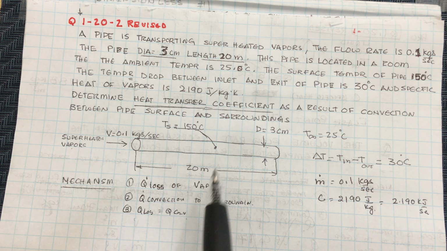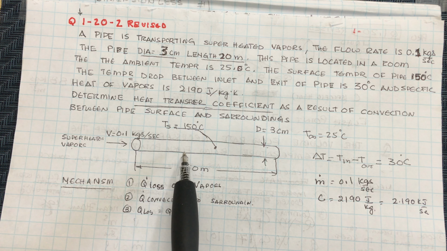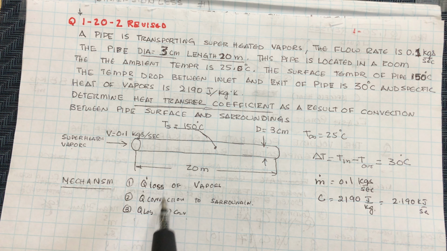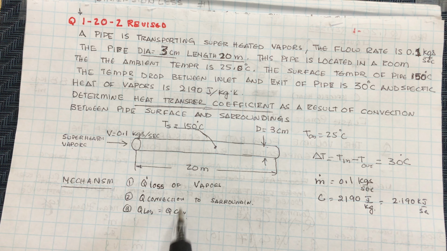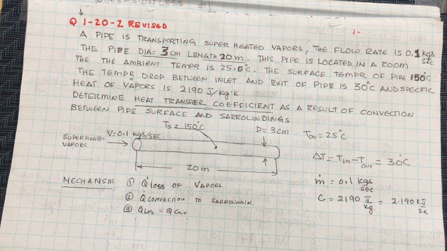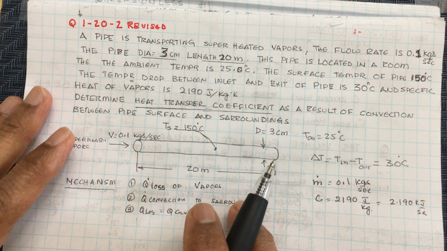And so the relationship is whatever heat the vapors lost is picked up by the convection heat transfer. The Q loss is equal to Q convection. So three mechanisms are taking place. Now, let's start with the problem with the Q loss. How do you find Q loss?